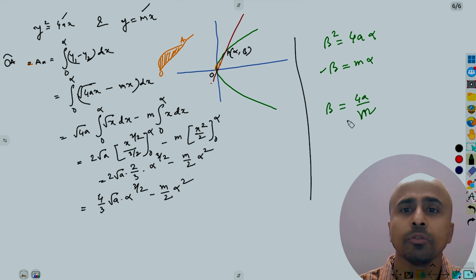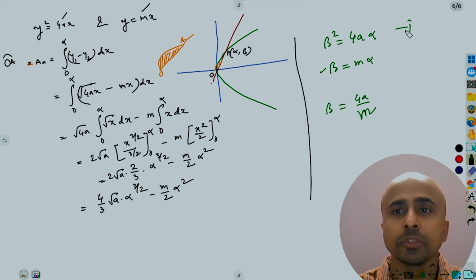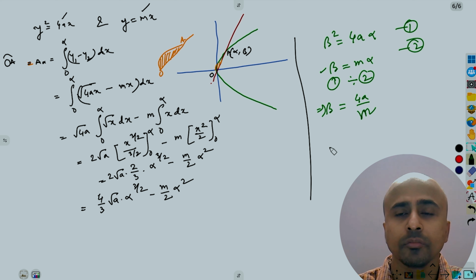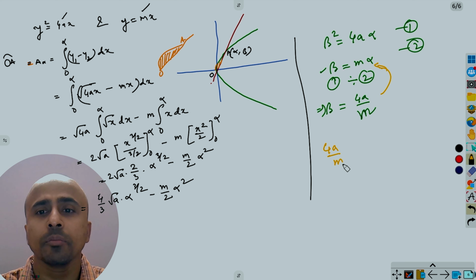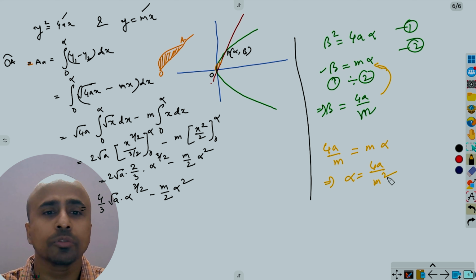Now substituting the value of beta here, 4a by m equals m times alpha, which implies alpha equals 4a by m square. We just have to substitute the value here and simplify it. That's all. Pretty straightforward. We just have to do some calculation.